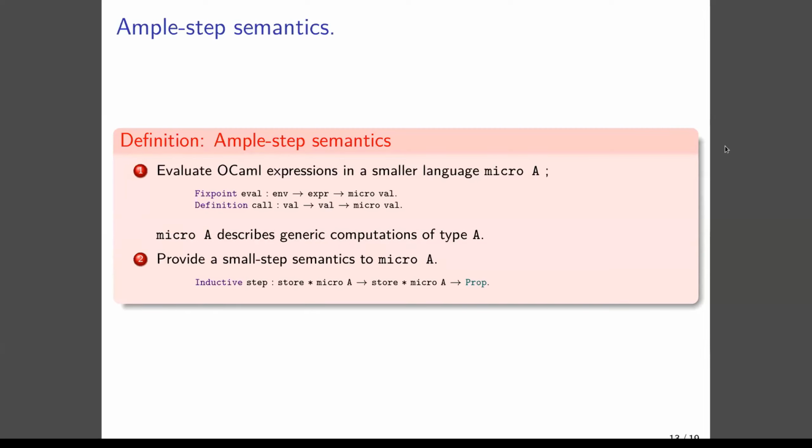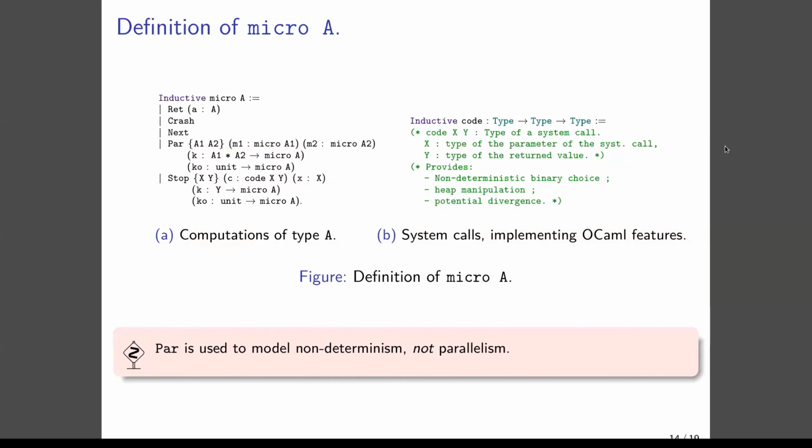And then the second step of the ample step semantics is to describe the behavior of these very simple computations using the step relation, which one can see here. It will explain how a computation of type macro A and the OCaml heap can evolve step by step. A computation here is either a value using the return construct, an error using crash, or next, a parallel computation, M1 and M2 computed in parallel. If they succeed, the continuation K is called.